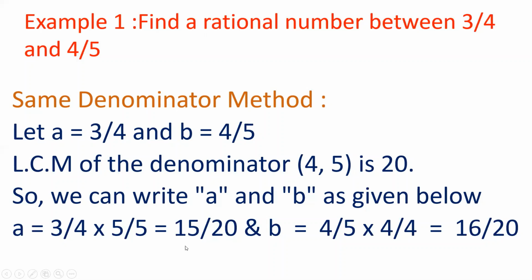So again I am saying, for 3 upon 4 and 4 upon 5, we are finding their equivalent rational numbers in such a way that both the numbers have the same denominators. Here you can see the numerator is 15 over here and here the numerator is 16. So 16 is the consecutive number of 15, so there is no number between them.